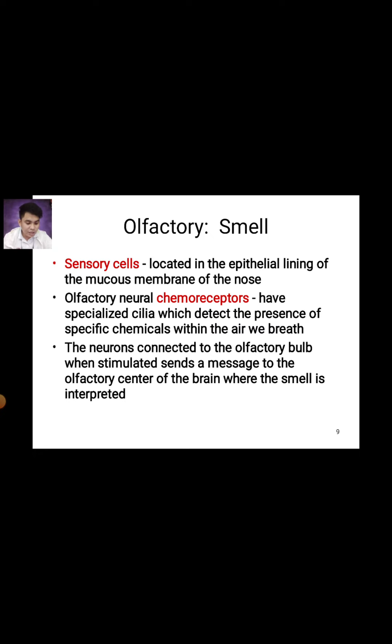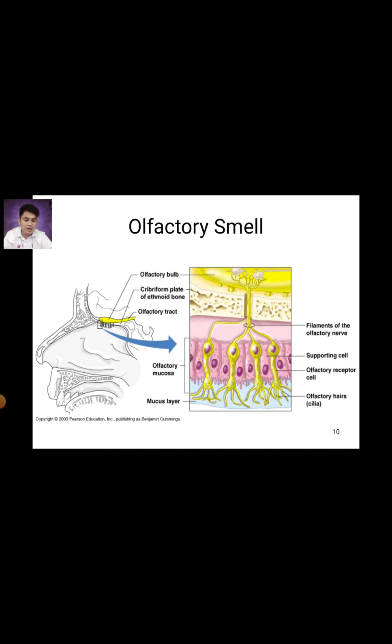Olfactory neural chemoreceptors have specialized cilia. We detect the presence of specific chemicals within the air we breathe. The neurons connected to the olfactory bulb, when stimulated, send a message to the olfactory center of the brain where the smell is interpreted. Yan ang po yung pag-amoy natin. Makikita po natin yung image ng ating nose.